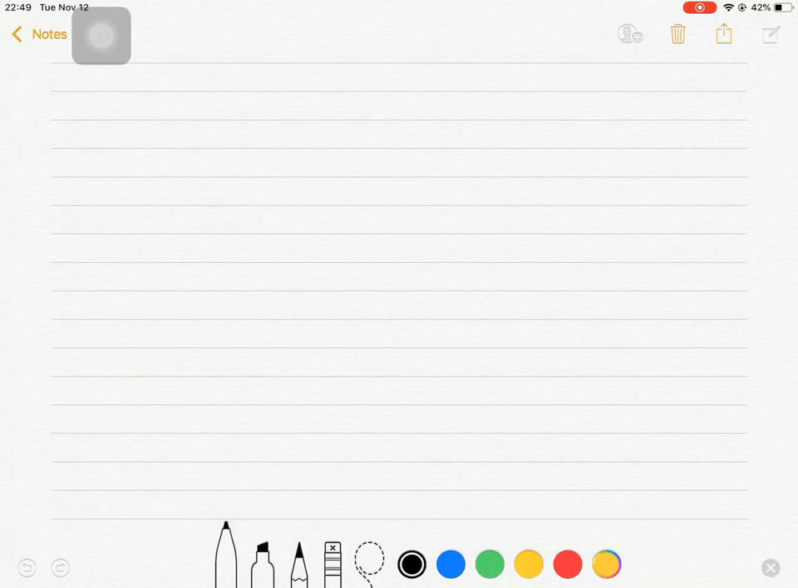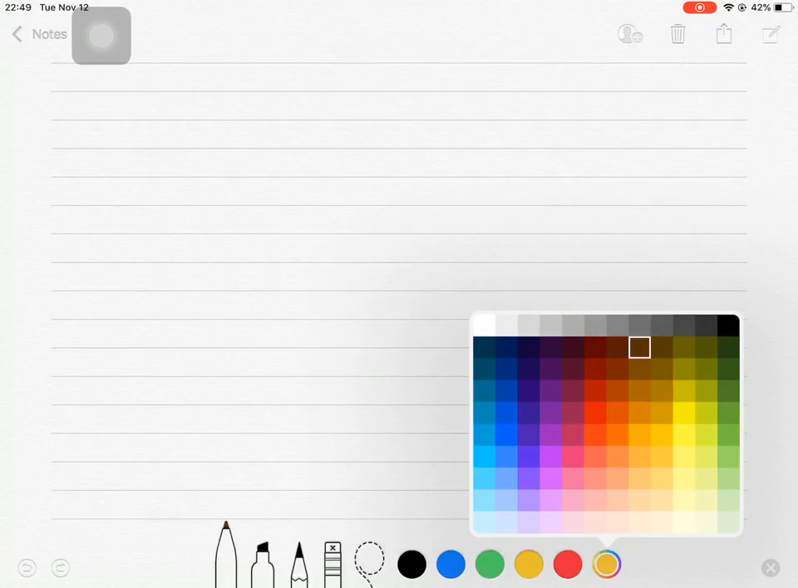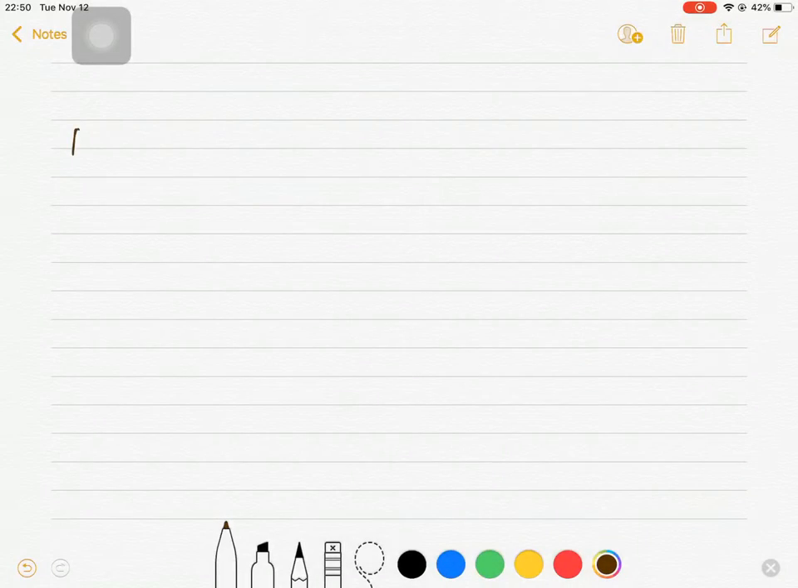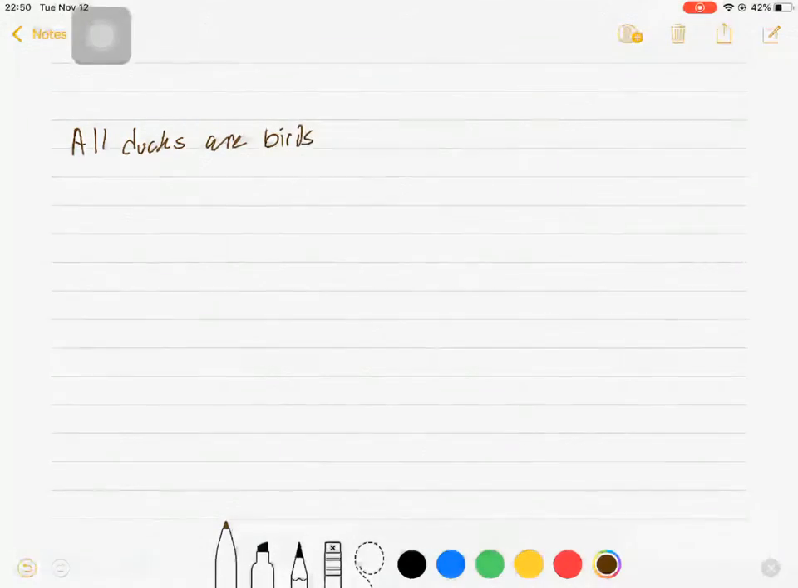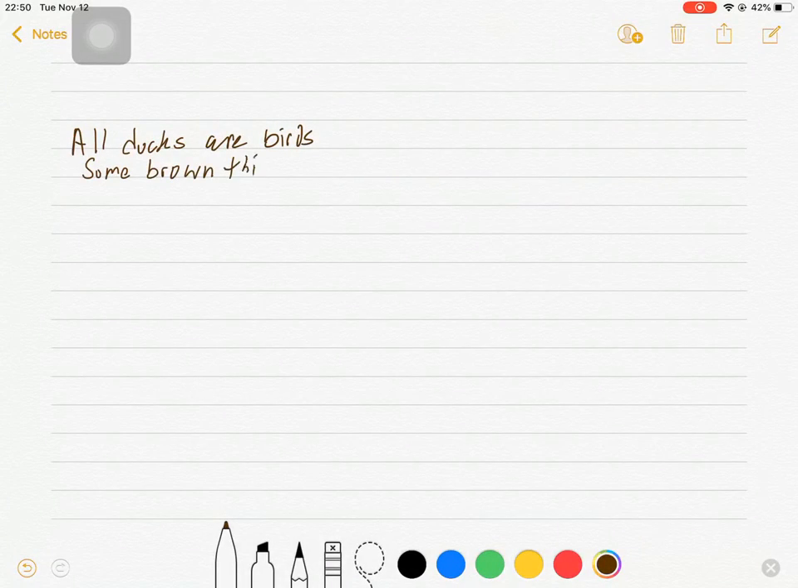And to start, let's start with this type of conversation. So let's say that I told you the following was true. All ducks are birds. We know that that is the case. If something is a duck, then it's necessarily a bird. Let's say that I also told you the following. Some brown things are in fact ducks.